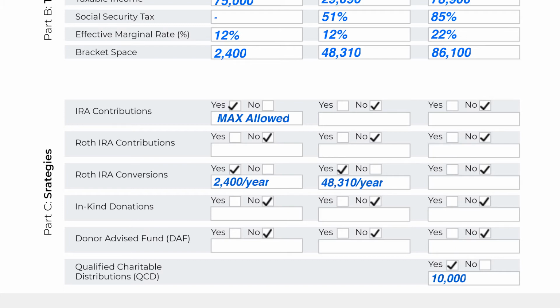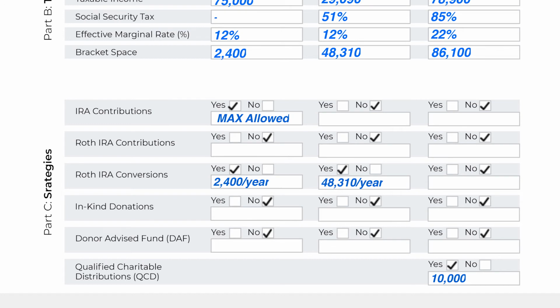In the next row, Roth IRA conversions, we spent a lot of time in this last section talking about this, so I won't go too much into it. Keep in mind, we'd much rather pay our taxes in the lowest brackets possible. That's why this $2,400 a year and $48,000 is maximizing those lower brackets, and you don't see any conversions happening in their RMD years because they're going to be in a higher bracket.